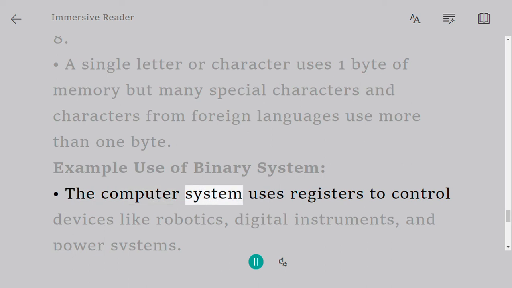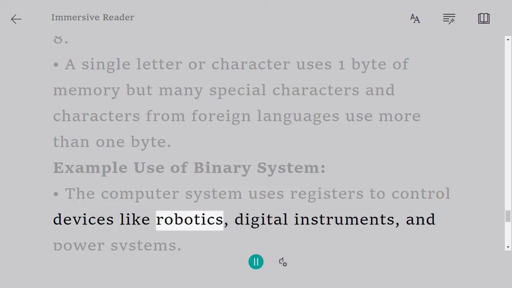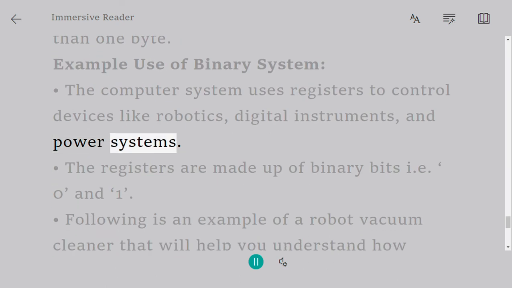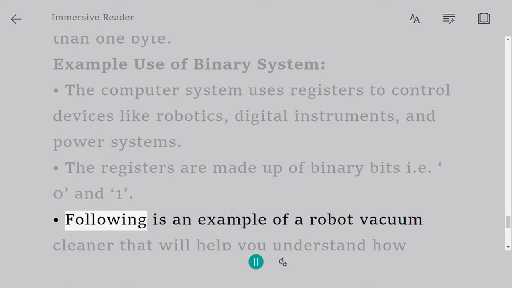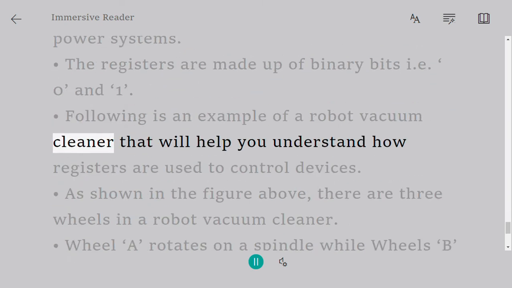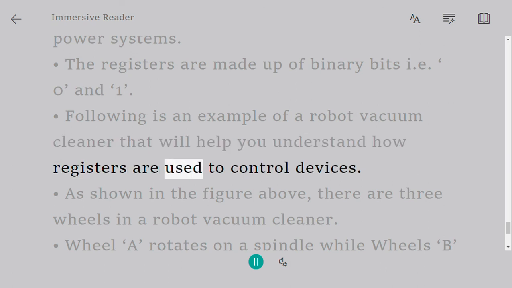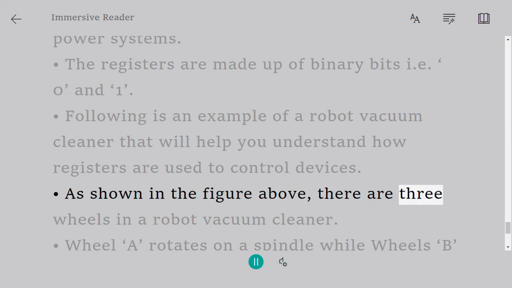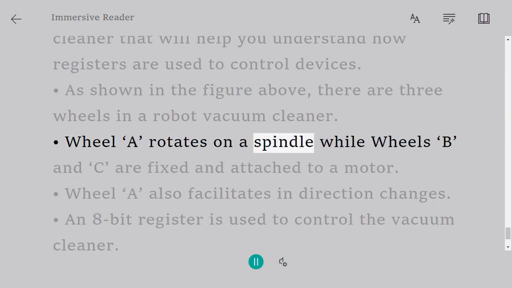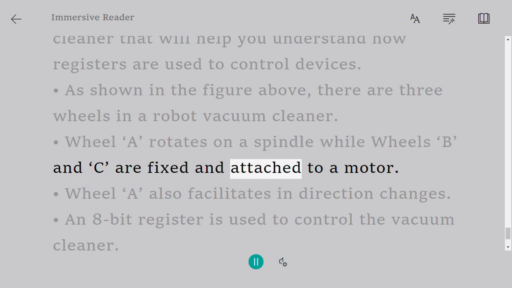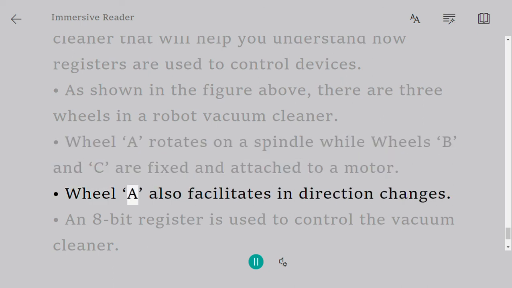Example use of binary system. The computer system uses registers to control devices like robotics, digital instruments, and power systems. The registers are made up of binary bits, i.e. 0 and 1. Following is an example of a robot vacuum cleaner that will help you understand how registers are used to control devices. As shown in the figure above, there are 3 wheels in a robot vacuum cleaner. Wheel A rotates on a spindle while wheels B and C are fixed and attached to a motor. Wheel A also facilitates in direction changes.